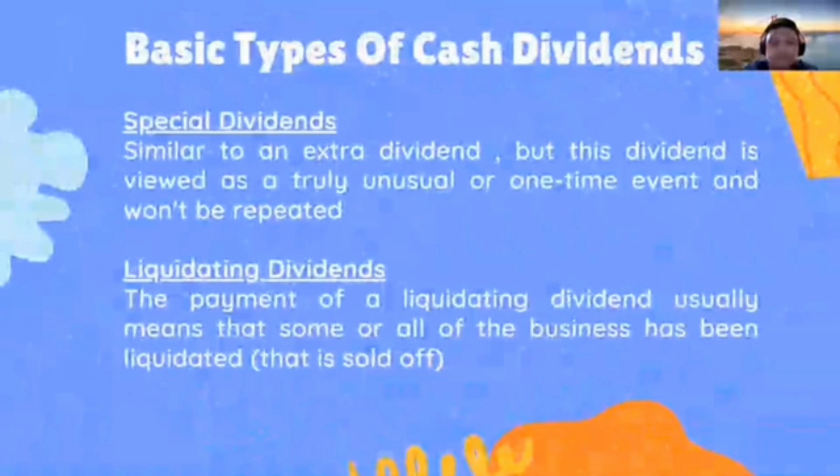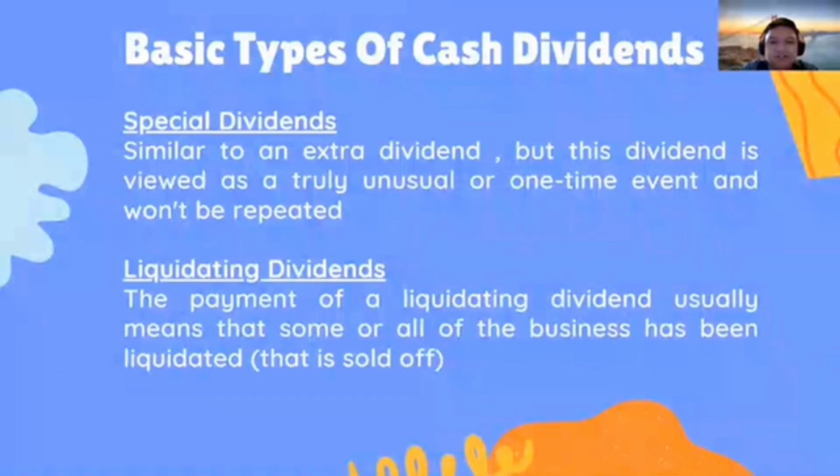Third is special dividend. Special dividend is similar to an extra dividend, but the dividend is viewed as a truly unusual or one-time event and won't be repeated. Lastly, we have liquidating dividend. The payment of a liquidating dividend usually means that some or all of the business has been liquidated, that is, sold off. A liquidating dividend is different from other cash dividend payments because it doesn't reduce corporate cash or retained earning.